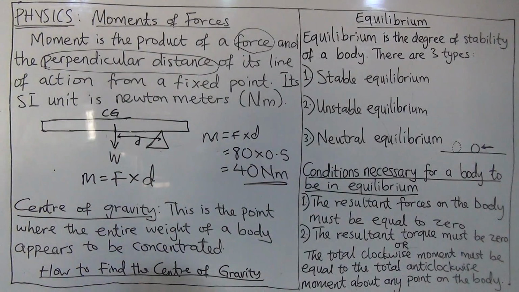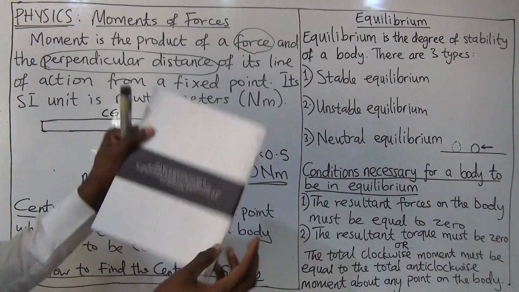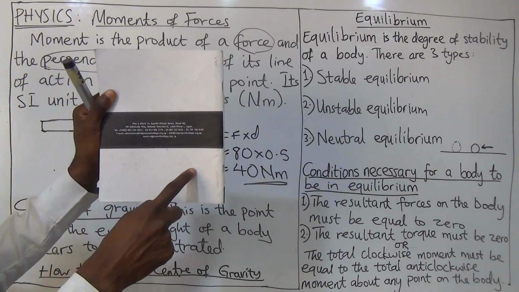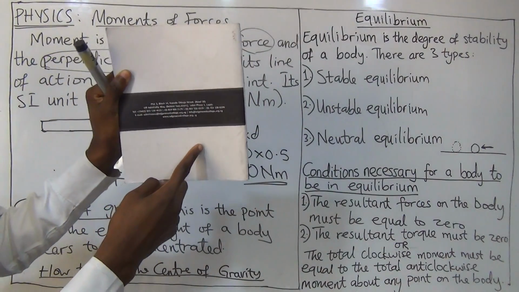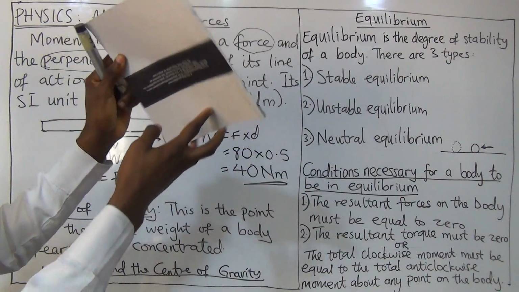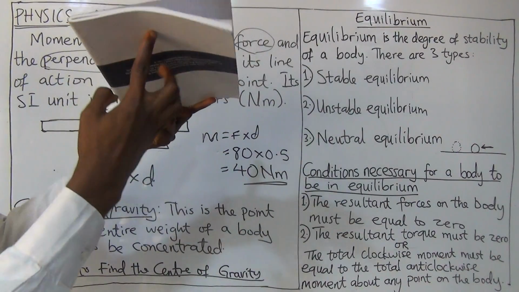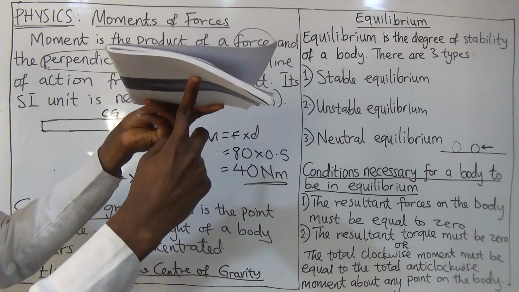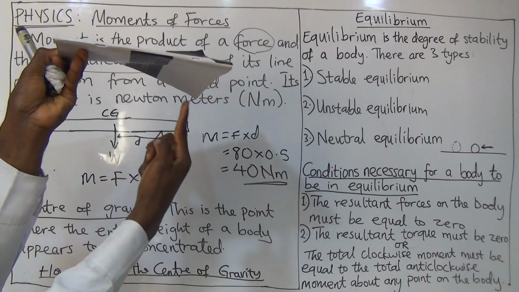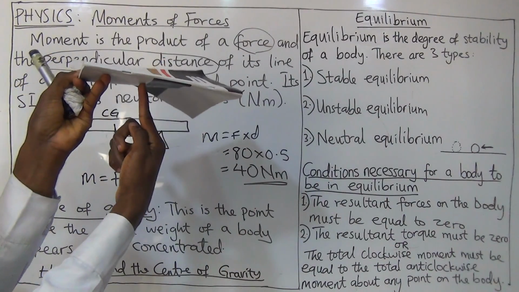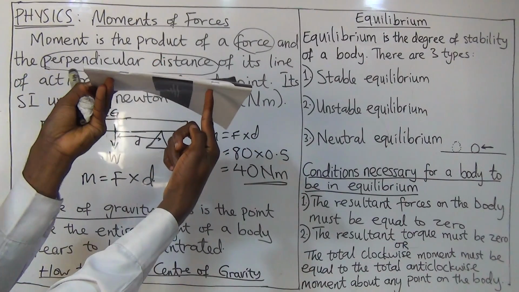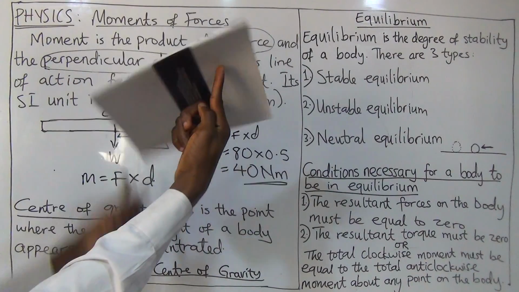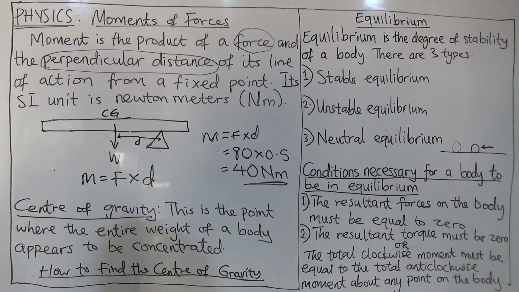That's why whenever I support this book at a point other than the center of gravity, if I support it here, what will happen? The book will fall. Why? This is not the center of gravity. This is where the center of gravity is. So if I support it here and I remove my hand, the moment causes the book to fall.